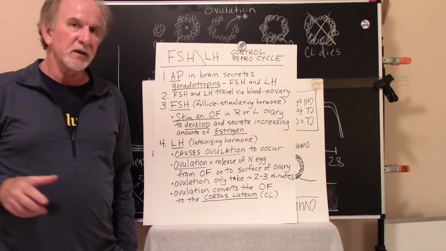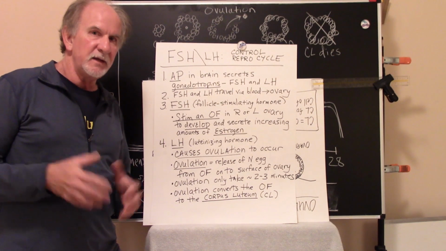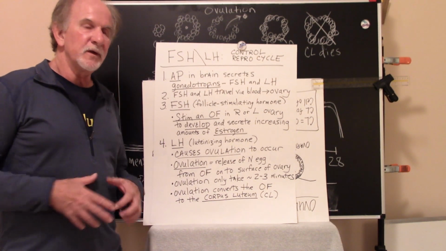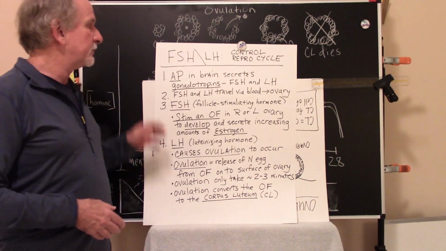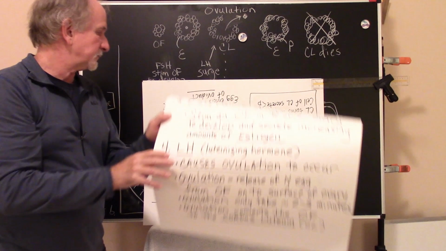And once ovulation occurs, the ovarian follicle without the egg in it, because the egg's been ovulated, is now called the corpus luteum. And we'll take a look at this in more detail later.